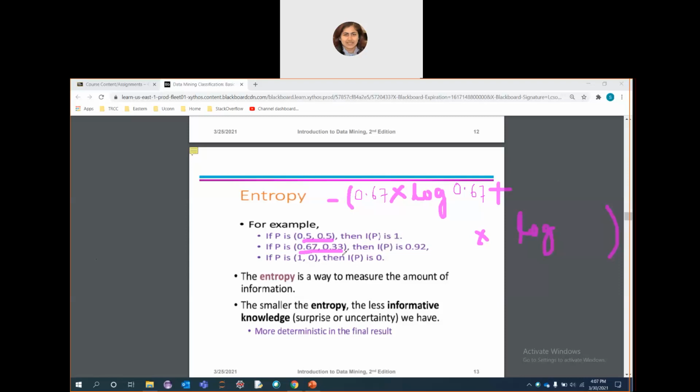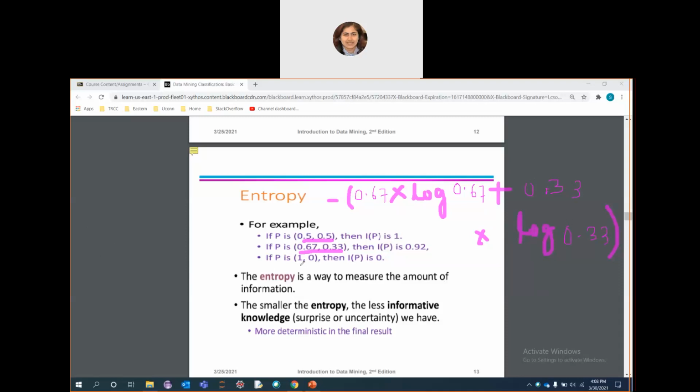Based on the attributes that you have, let's say there are only two attributes, then 0.33, sorry, that should be before that. 0.33 and log of 0.33. This is how you calculate the entropy.